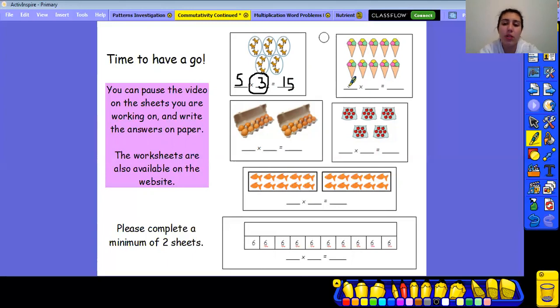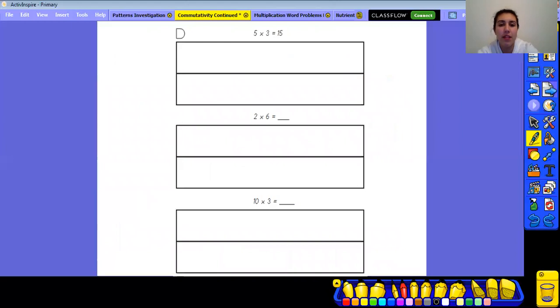There we go. So that's what you need to do for this sheet here. For our semicircle sheet, you have got one equation written, and what you need to do is draw two different representations of that equation.